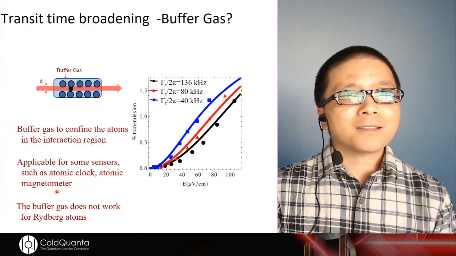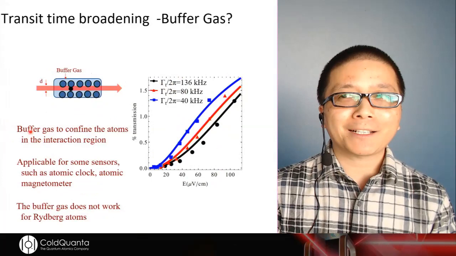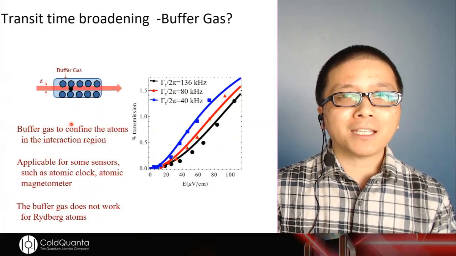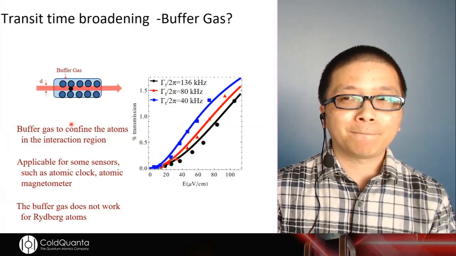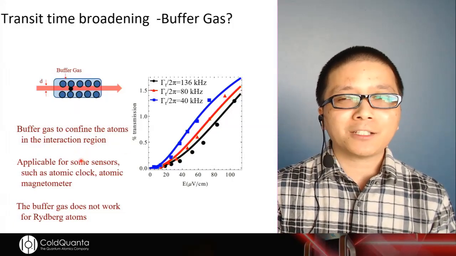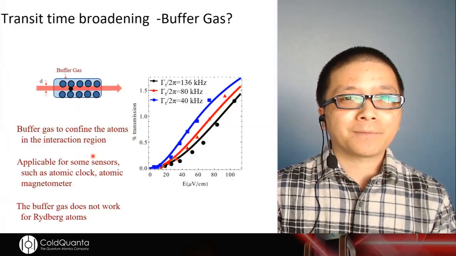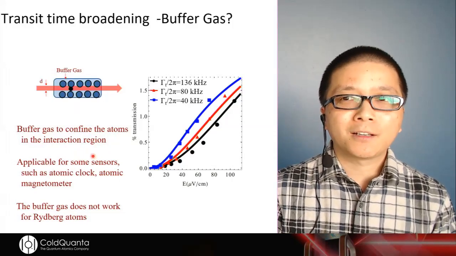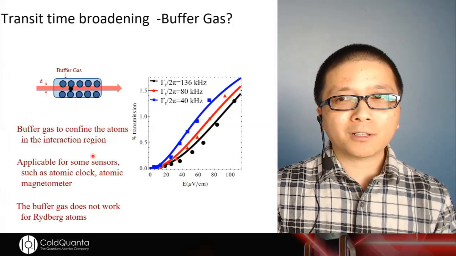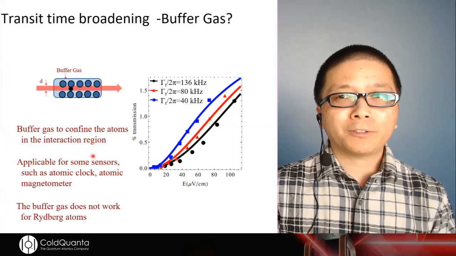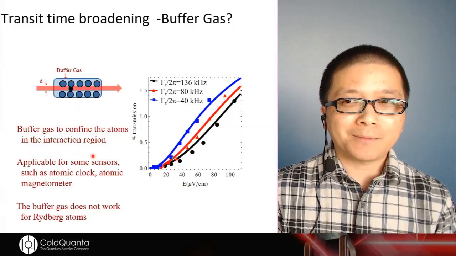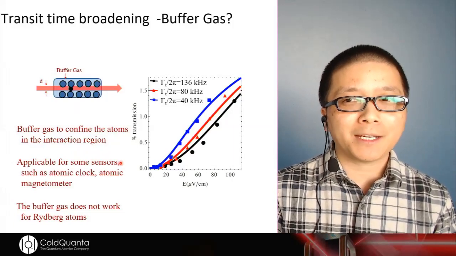In some sensor experiments, such as atomic magnetometers or clocks, people fill buffer gas inside the vapor cell so that atoms will stay in the interaction region longer. This technique is good for clocks or magnetometers because the measurement is dependent on the ground states, which are insensitive to collisions. For Rydberg atoms, they are quite sensitive to external perturbations. The collision between Rydberg atoms and the buffer gas will destroy the Rydberg states. So the buffer gas method does not work for Rydberg atoms, making transit time broadening a fundamental limitation for microwave sensing.